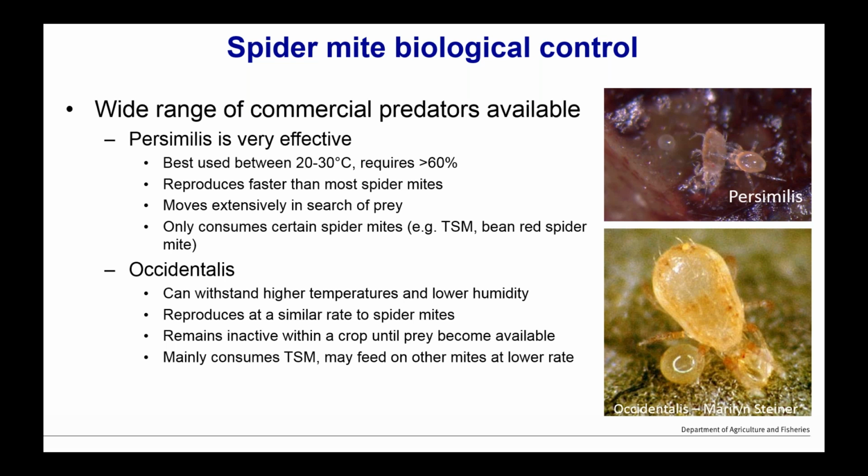That will mean that once the spider mites are gone, which is also a good thing, they'll go somewhere else, which is similar in a way to the application of a pesticide, which then no longer has an effect after a period of time. So Persimilis only consumes spider mites, for example, the two-spotted spider mite, bean red spider mite.